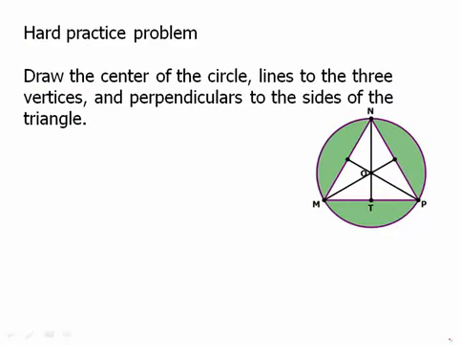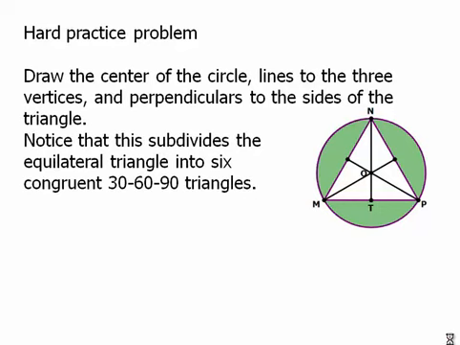So first of all, I'll say, draw the center of the circle, lines to the three vertices, and perpendiculars to the sides of the triangle. So divide it up like this. And it's very useful to know that you can divide an equilateral triangle like this. Essentially, we're subdividing the equilateral triangle into 6 congruent 30, 60, 90 triangles.